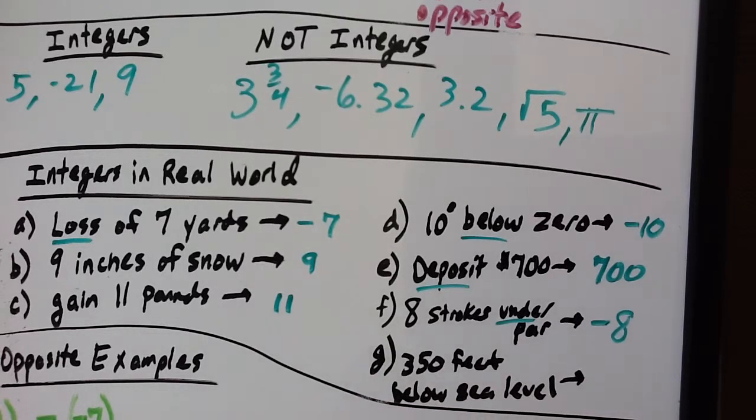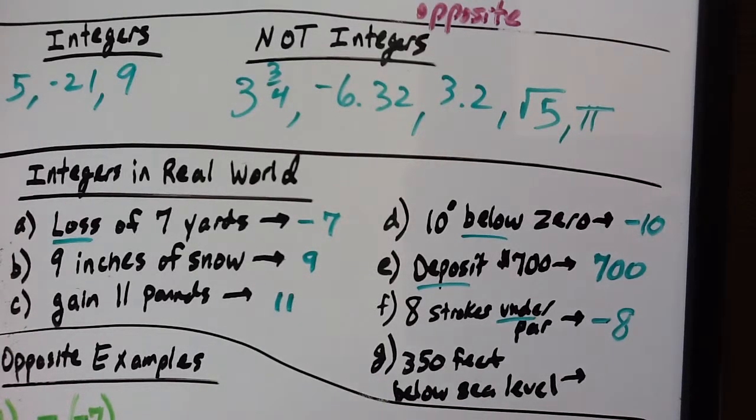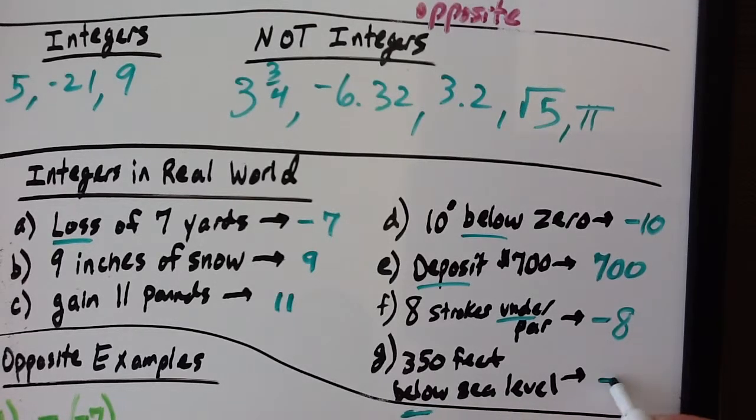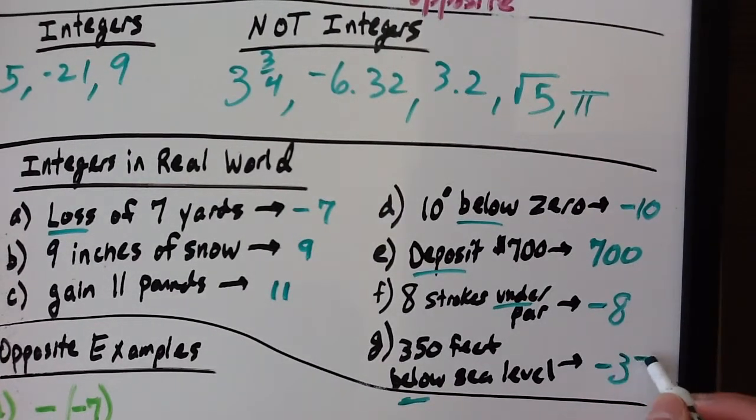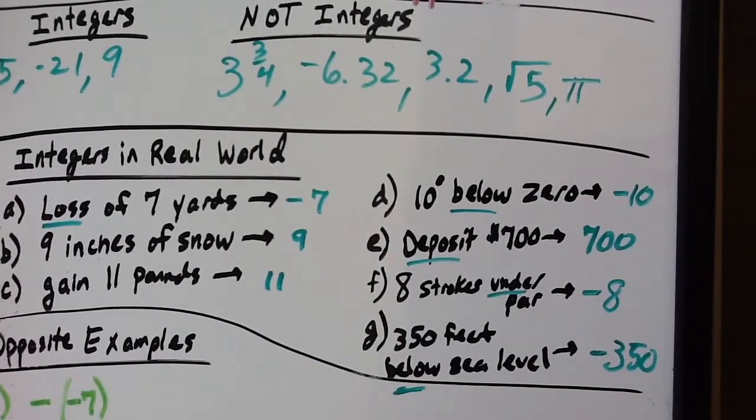And letter G, if I'm 350 feet below sea level, that's represented by a negative sign. I am 350 feet below sea level, so negative 350 would be the integer for that situation.